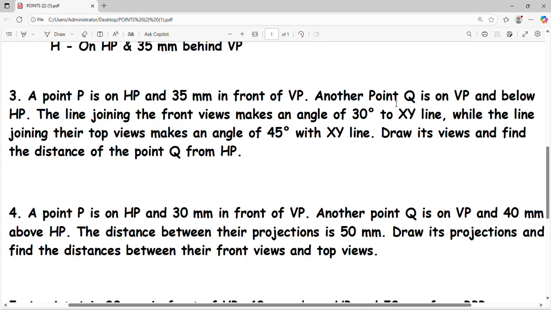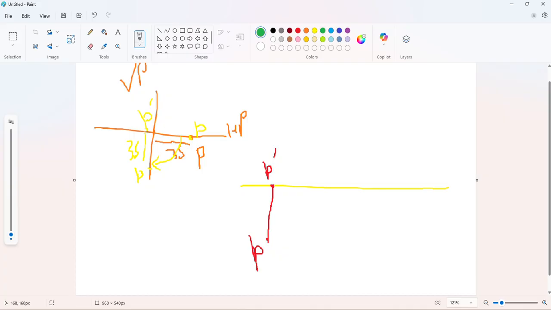Now another point Q is on VP and below HP. So it is somewhere here. Let's consider this another plane. This point Q is on VP and below HP, somewhere below this origin. We don't know at what distance this point is, but we know point Q is on this line, below this intersection or below this origin.